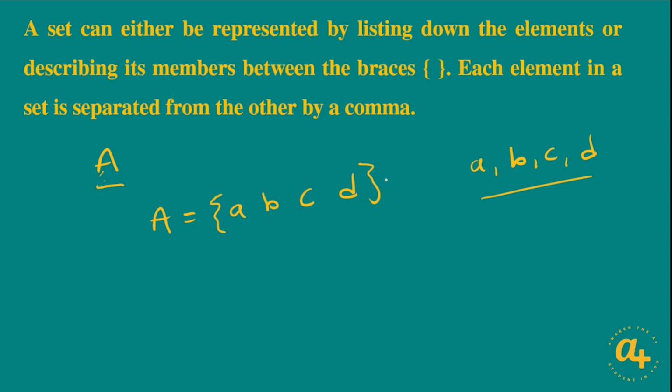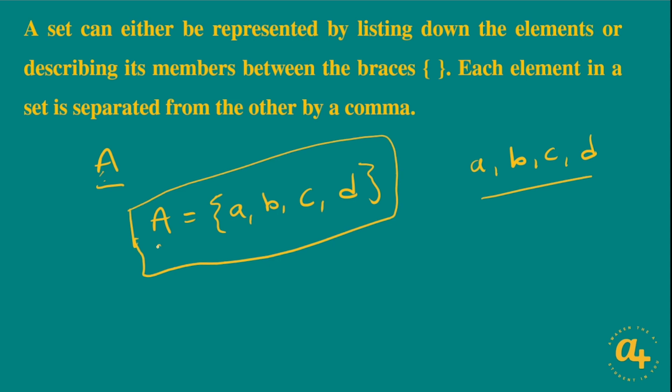But remember that each element in a set is separated from the other by a comma. So our work here is not done. We're going to put a comma here between A and B. We're going to put a comma here between B and C. We're also going to put a comma between C and D. So what we've just done here is properly represent the set A.